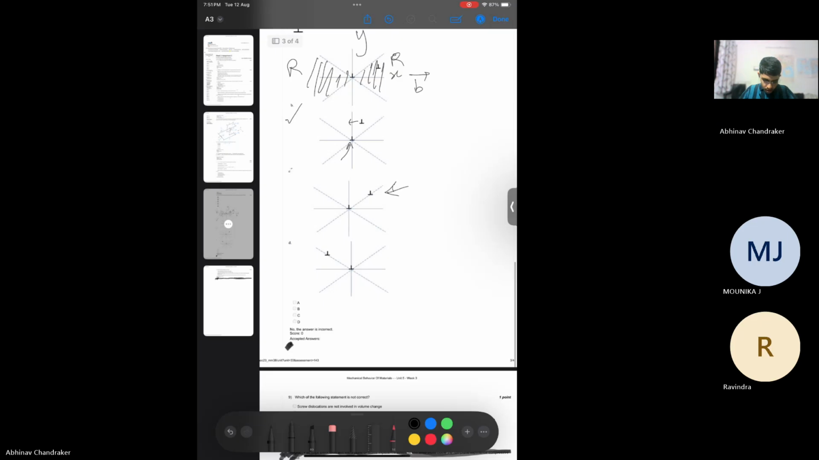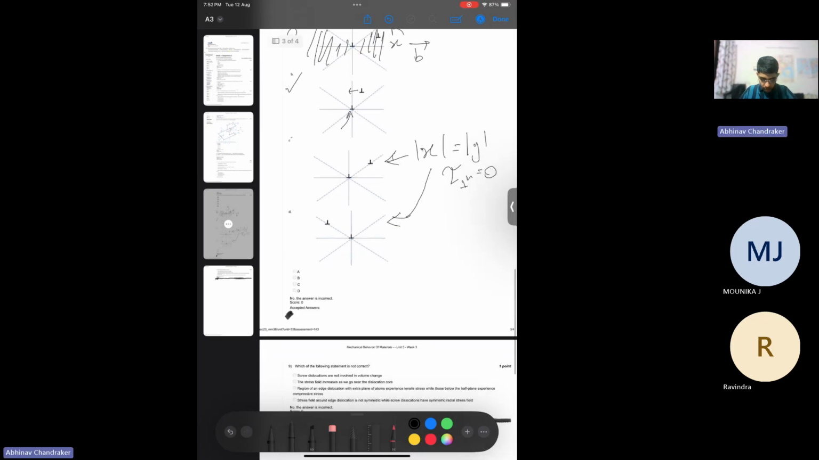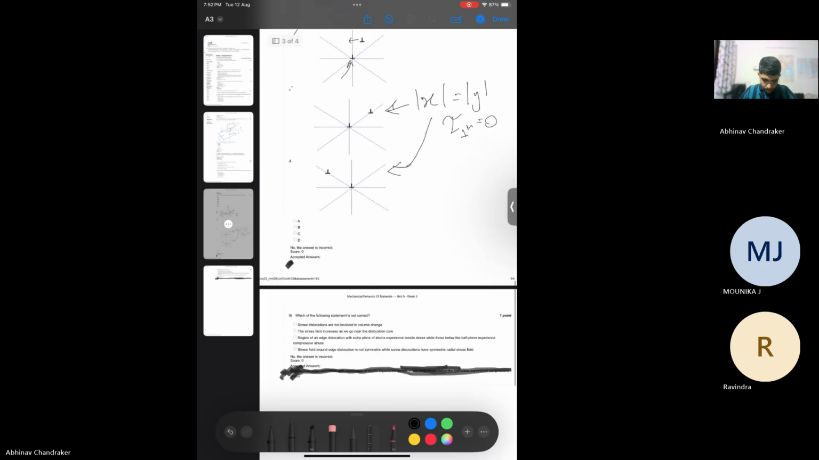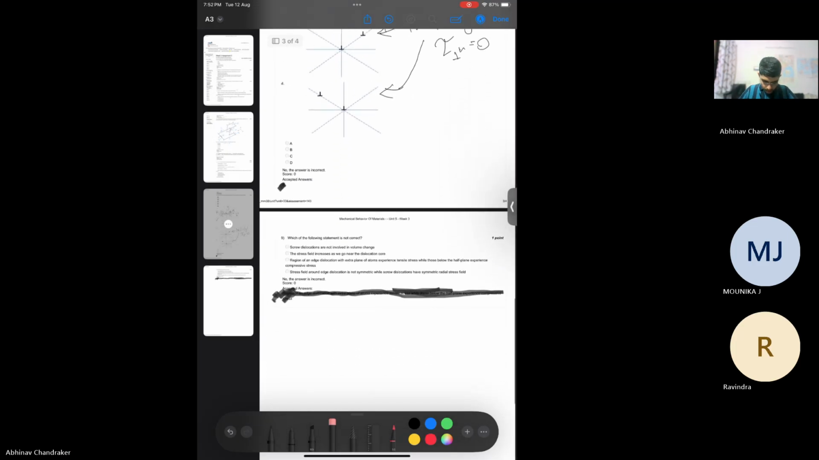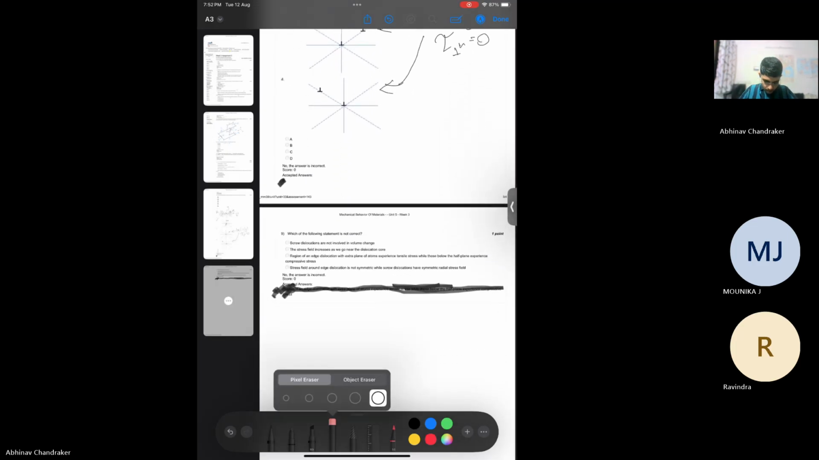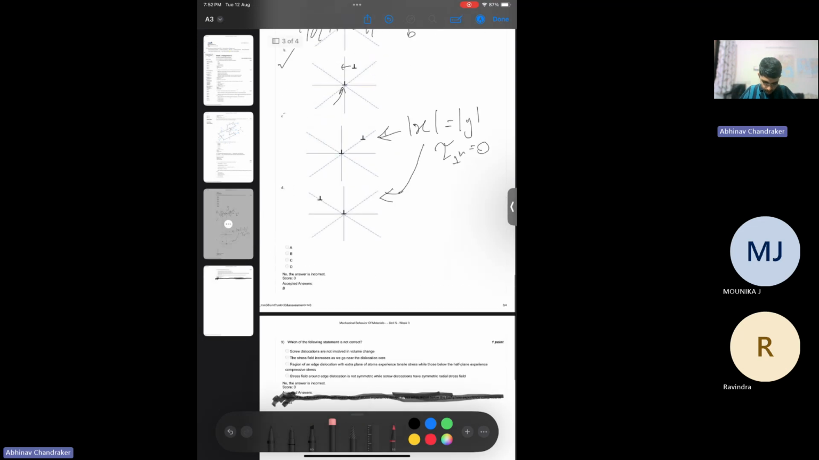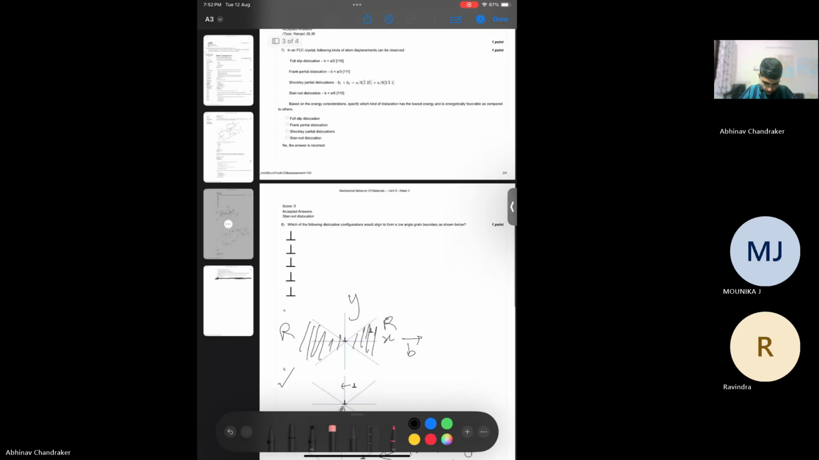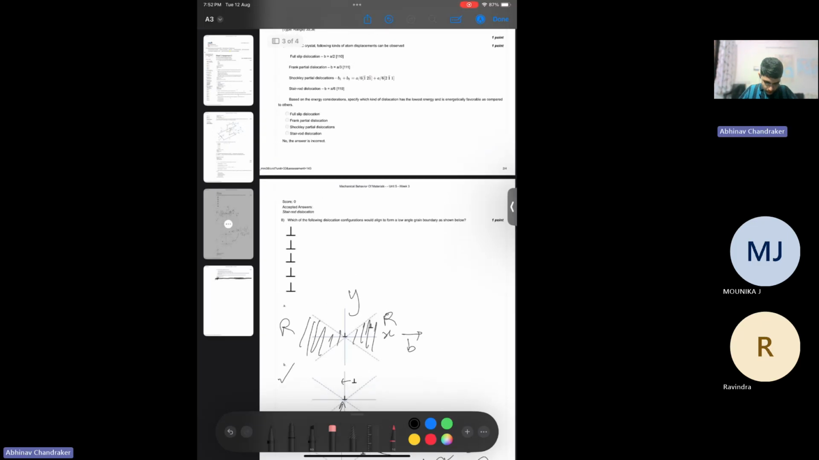Here you have magnitude of x equal to magnitude of y, so tau on the dislocation will be 0. So this is a metastable kind of state, you can say. It will not move. Let's check out the answer. It's B. Here it is staircase. Yeah.